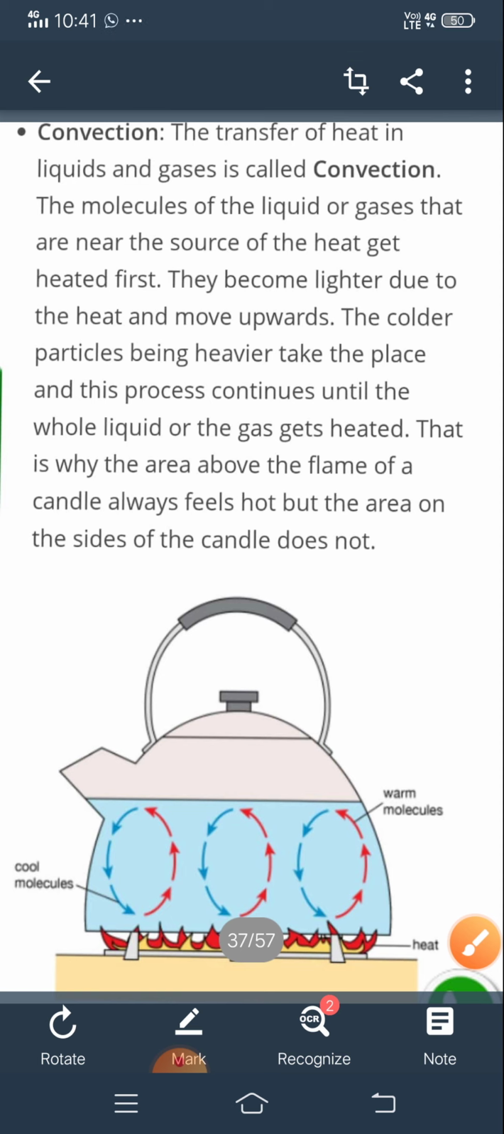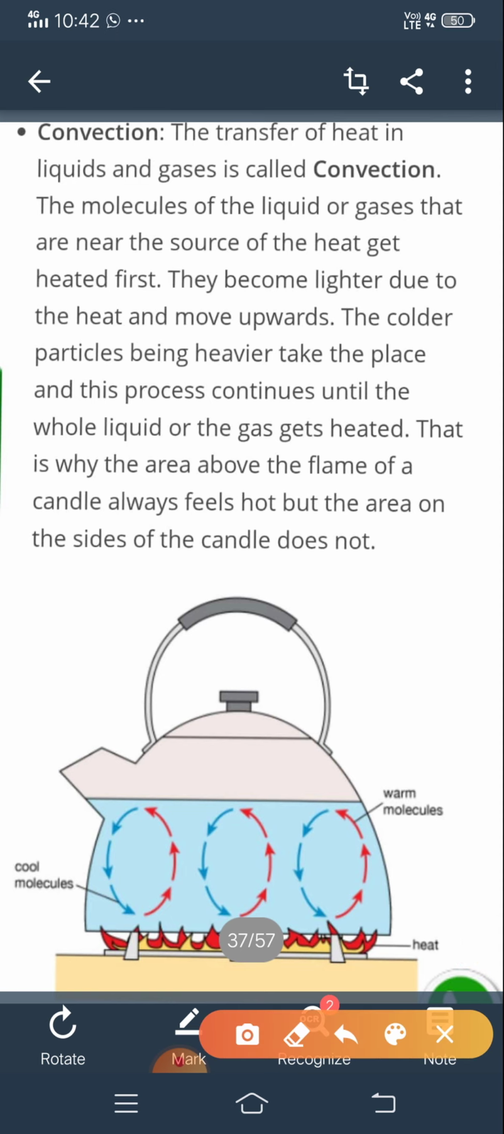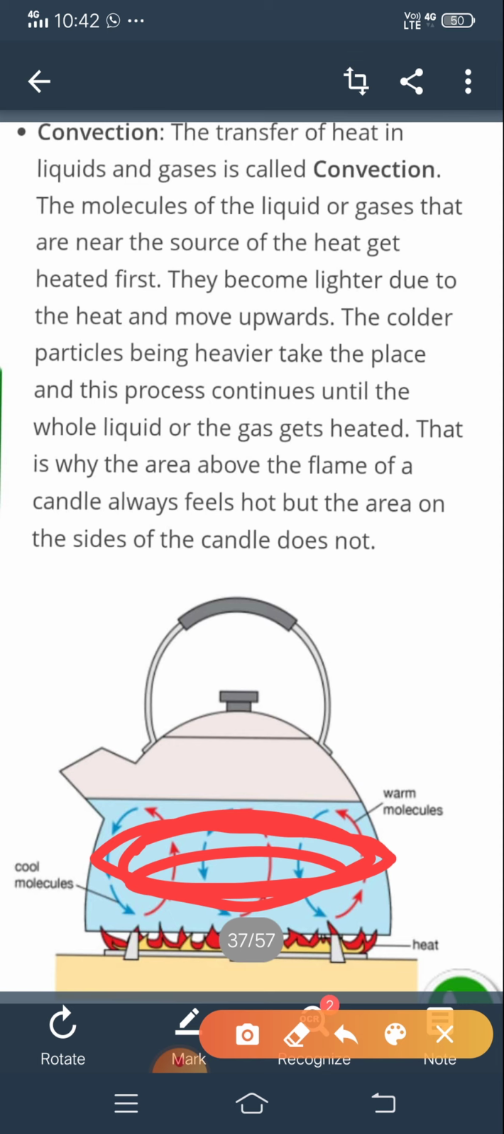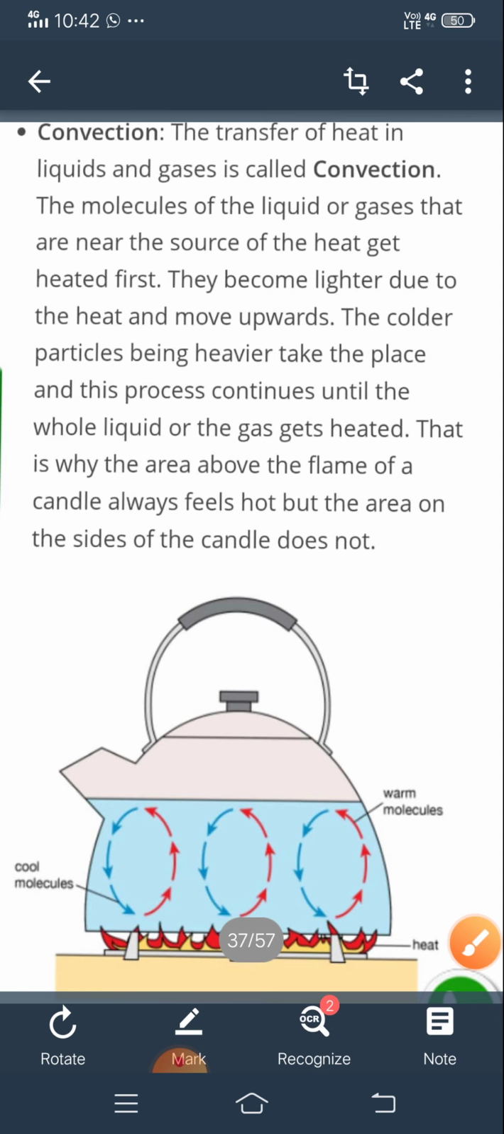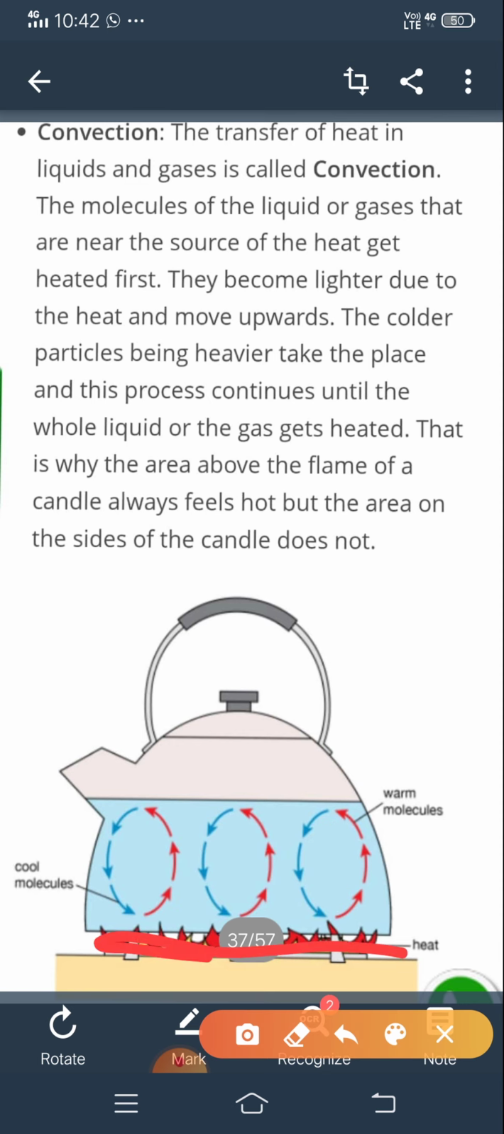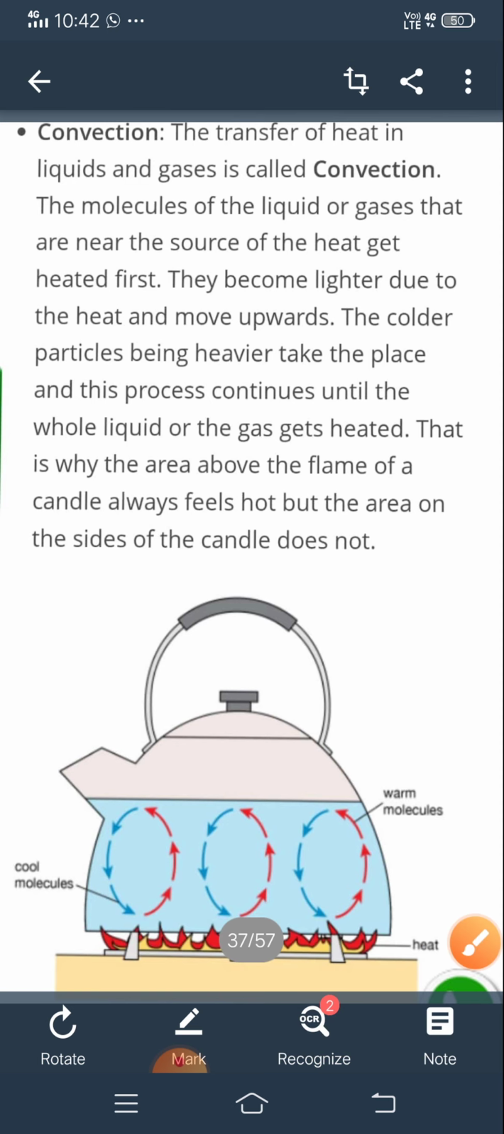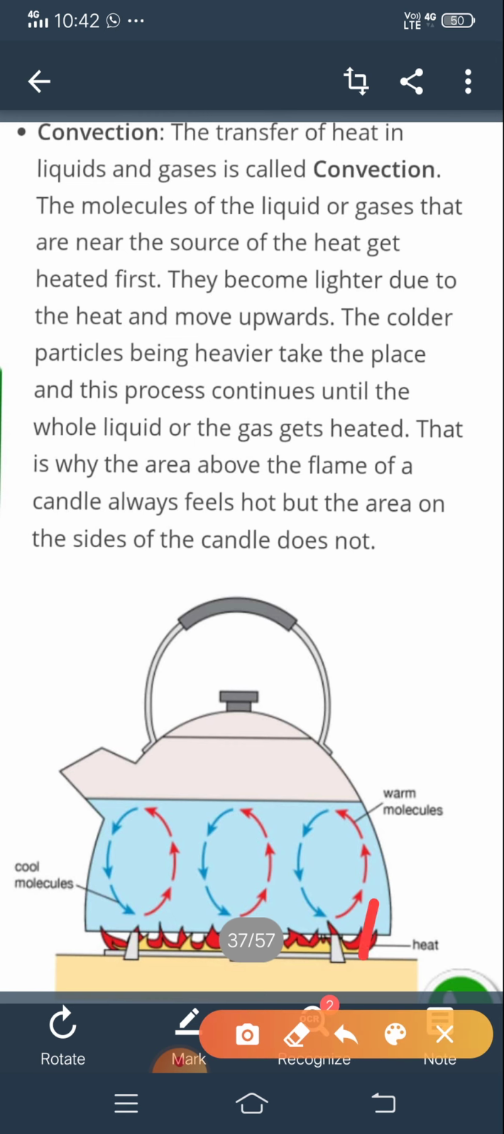When we heat the substance, the molecules of the liquid or gas that are near the source, where the heat is, get heated, and they become lighter due to the heat and move upwards.